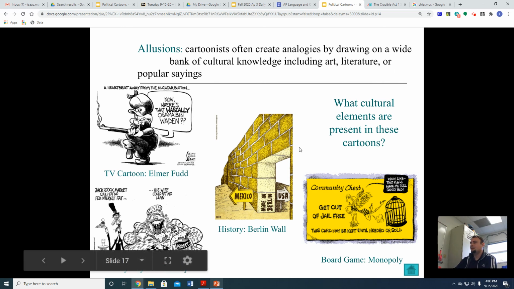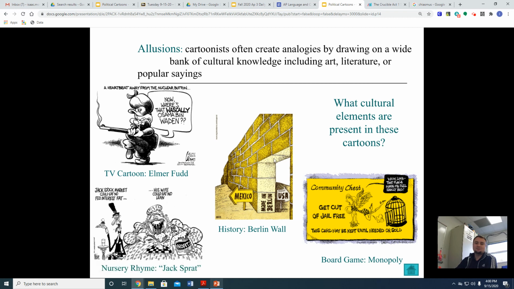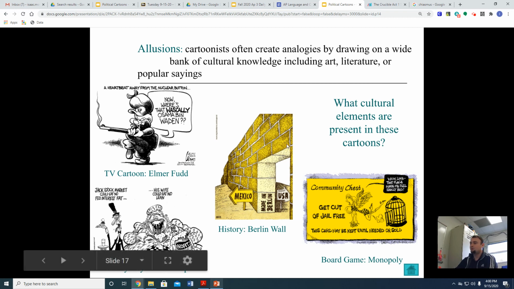You can see, again, we have another image of a border wall. This one's made in Berlin, so that's a reference to the Berlin Wall, which Ronald Reagan is famous for telling them to tear down. And of course, the get out of jail free card is a reference to the game Monopoly.